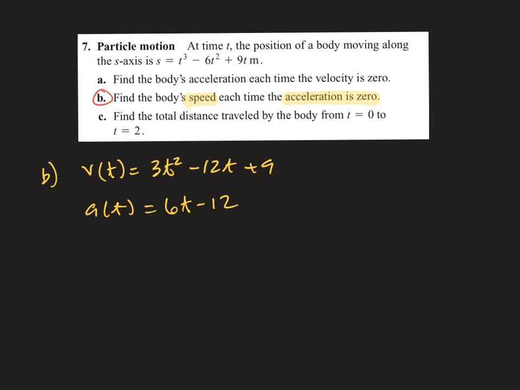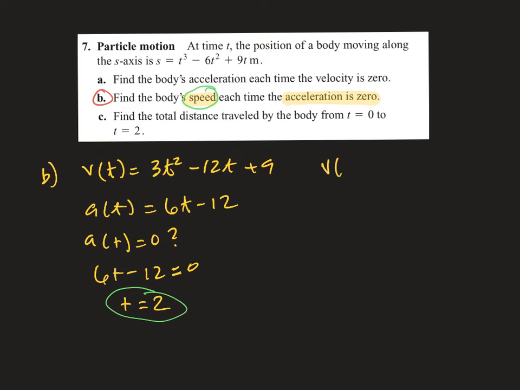And we are going to find out when the acceleration is 0, so I have to set a of t equal to 0, meaning 6t minus 12 equals 0, and this is a linear equation. I think you'll see pretty easily that that happens at time t equals 2 seconds. So to find the speed each time the acceleration is 0, I only have one time when the acceleration is 0. I'm going to compute the speed by plugging that into the velocity and then taking the absolute value. So I need to do v of 2.